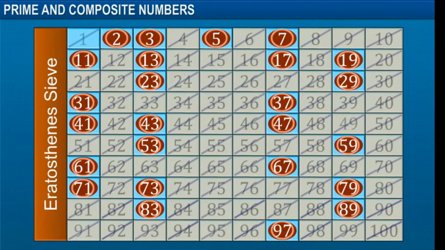Prime numbers from 1 to 100: 2, 3, 5, 7, 11, 13, 17, 19, 23, 29, 31, 37, 41, 43, 47, 53, 59, 61, 67, 71, 73, 79, 83, 89, and 97.